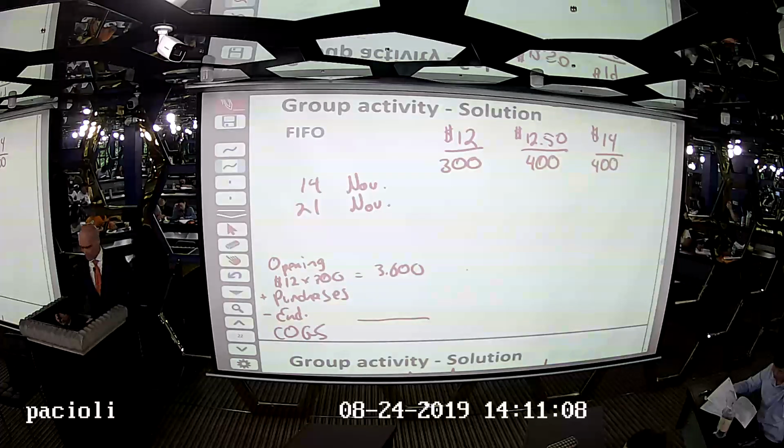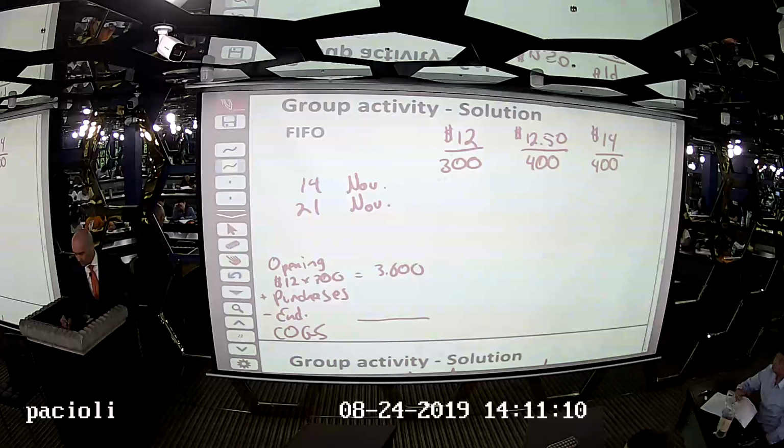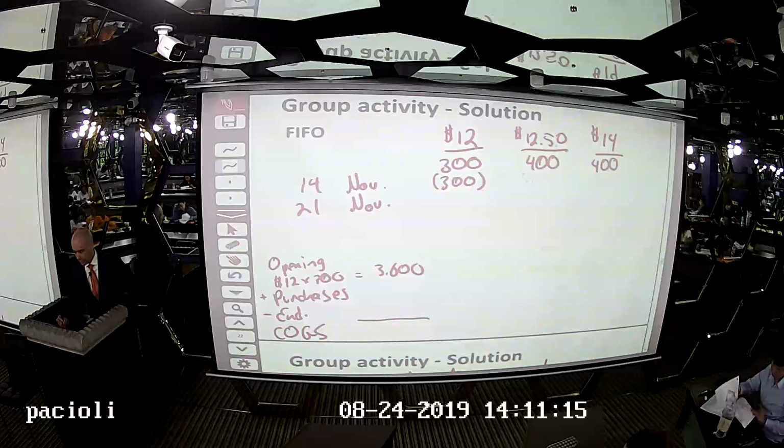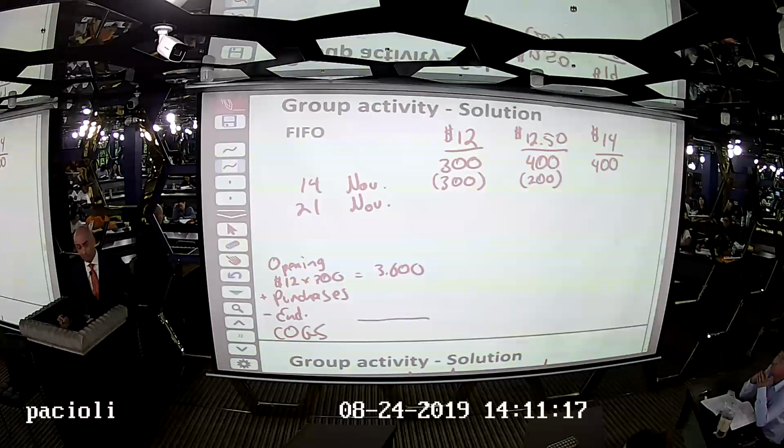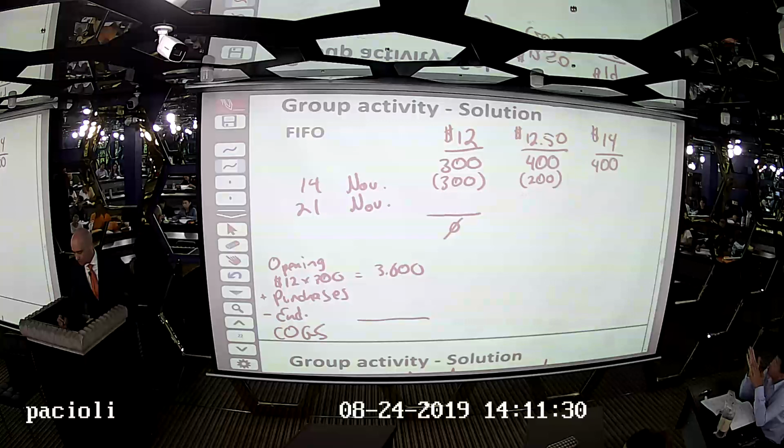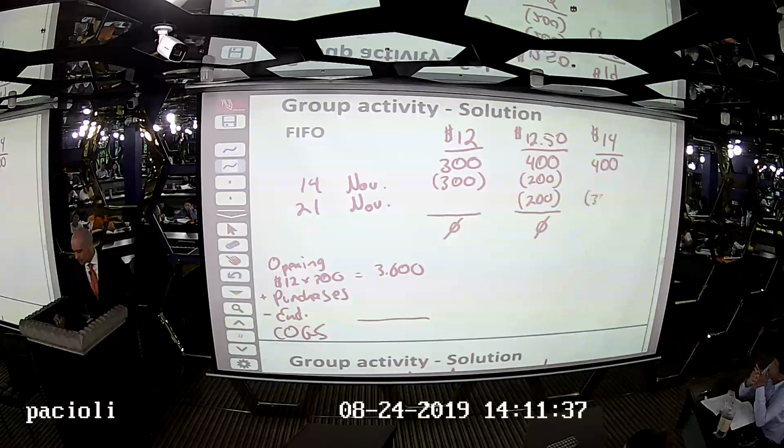Okay, so first we sell 500, so we'll sell 300 of the $12 inventory, and then we sell 200 of the $12.50 inventory. So now the $12 inventory is gone. And then the next day we sell, on 21 November, we sell 500 again. So first we sell 200 of the $12.50 inventory, so that's gone. And then we sell 300 of the $14 inventory, so we are left with 100.